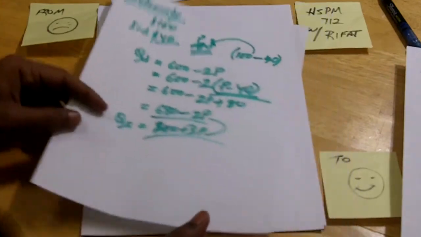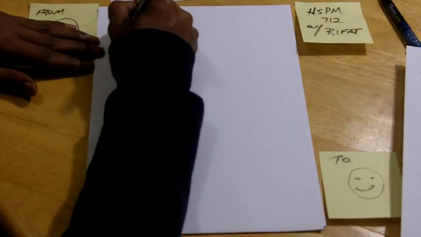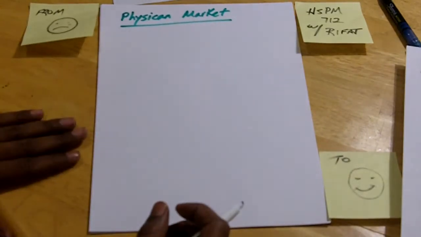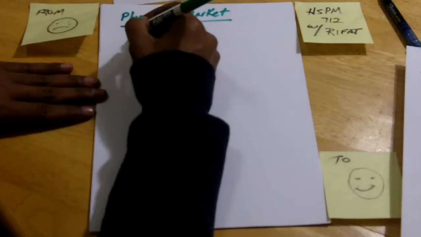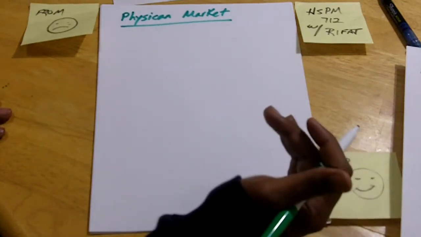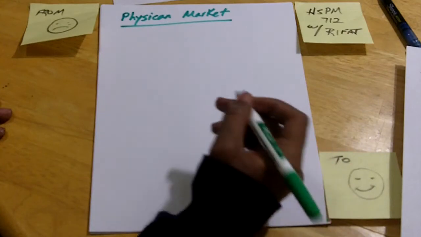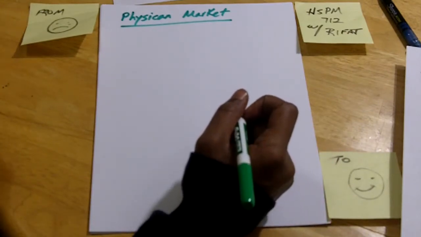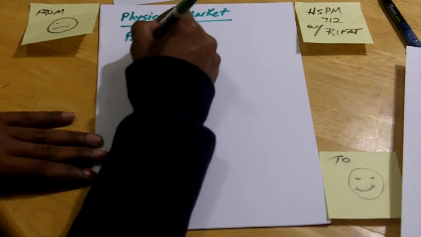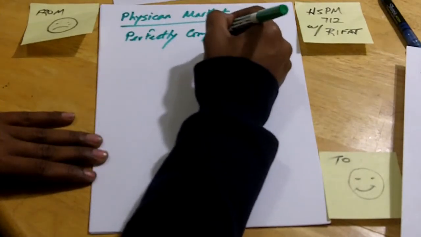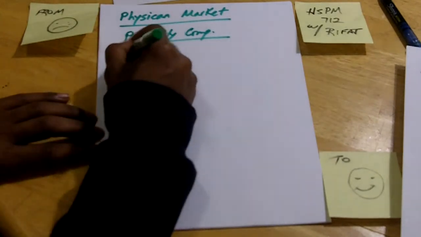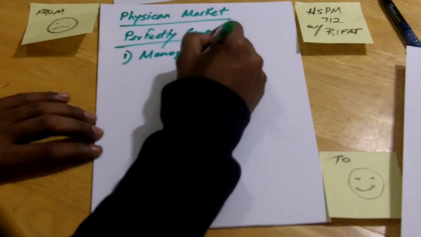Now we are going to see the physician market, how physicians operate. So we all know about the perfectly competitive market. In economics, there are some assumptions: there are many buyers and many sellers, they can enter and exit the market anytime, they sell identical products, and there is perfect information, no information asymmetry. But in reality there is no perfectly competitive market. So for the physician market, there are two kinds of market in operation. One is monopolistic competition.